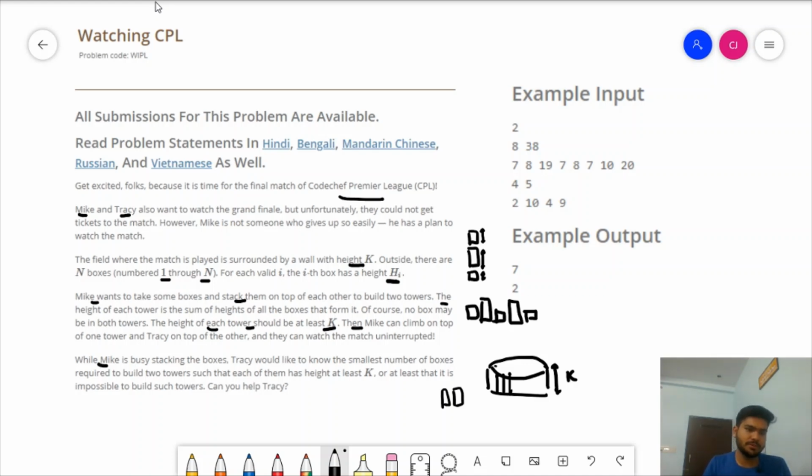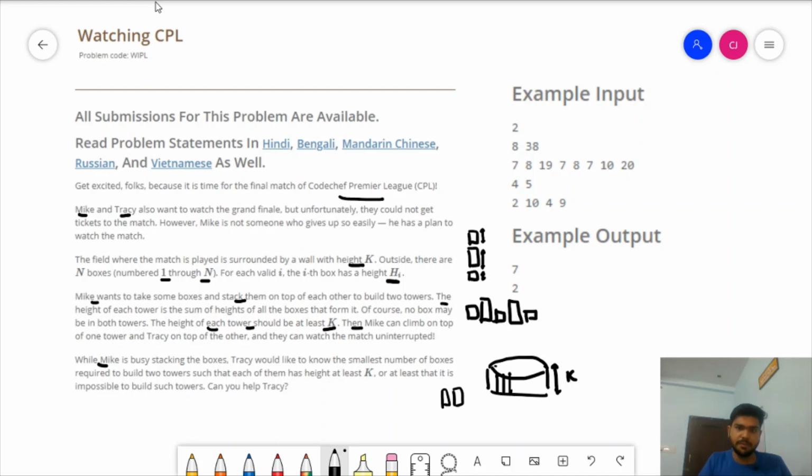While Mike is busy stacking the boxes, Tracy would like to know the smallest number of boxes required to make the towers, where each of them has height at least k. So Tracy wants to know the minimum number of boxes that we require to make these two towers such that their height is greater than or equal to k and they can watch the match. She wants to know how many boxes are required at minimum. So we need to help Tracy find that. This is the overall problem statement.